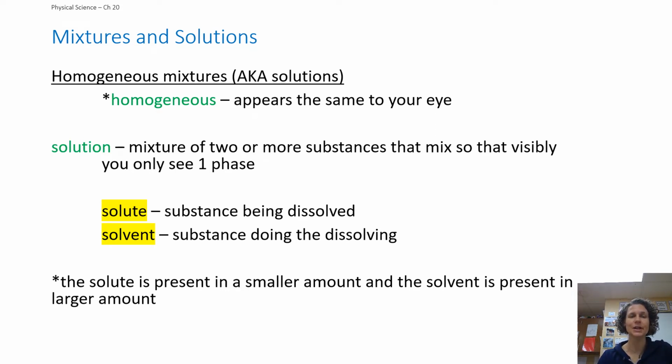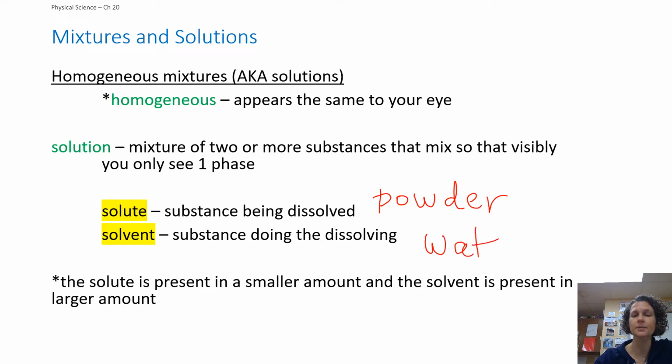So that's a solution. And in a solution, you have two parts: the solute, which is the substance that is being dissolved. And so in our Kool-Aid example, that is the actual powder. Sorry, I'm trying to write this with my finger. It's not the greatest. And then the solvent, the substance that is doing the dissolving, is, in our case with Kool-Aid, water. So in general, sometimes they will say that the solute is present in a smaller amount, and then the solvent is the larger amount. It's just one of the ways they differentiate between the two.